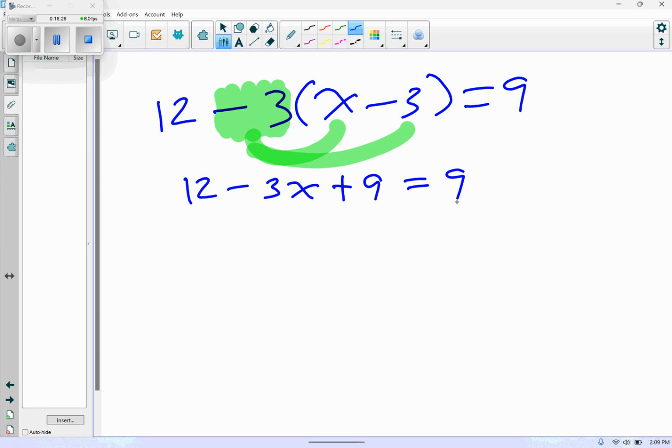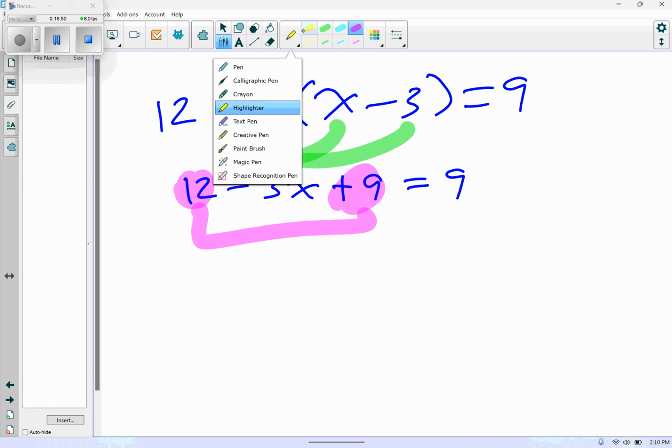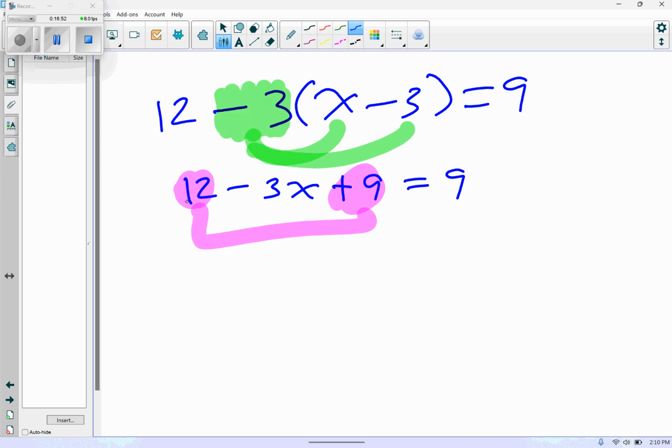Okay? What is special about here and here? Is this part gonna be on the quiz? You might see this. What's special about the 12 and 9? Are they on the same side of the equal sign or opposite sides? Same side. So what do we do with them? We combine them together. Good. In this case, we're going to add them. Good. So 12 added to 9 is 21. Minus 3x equals 9.